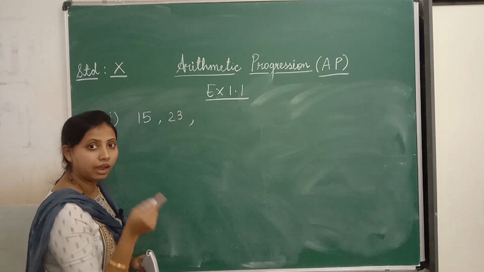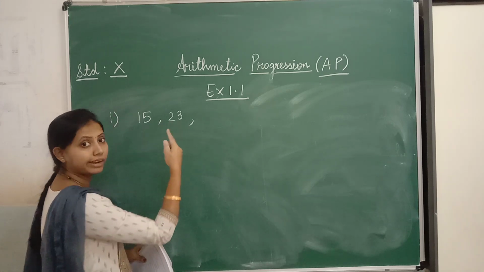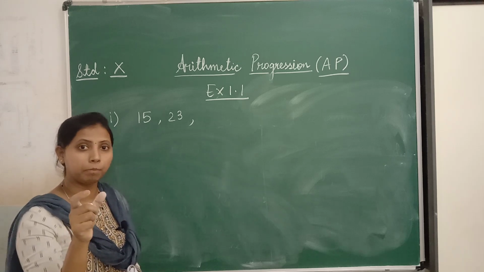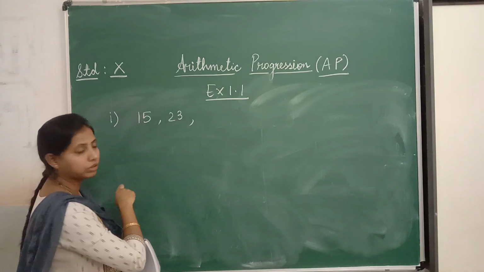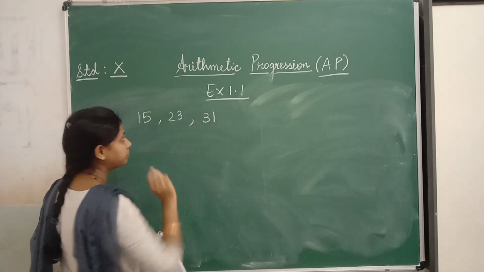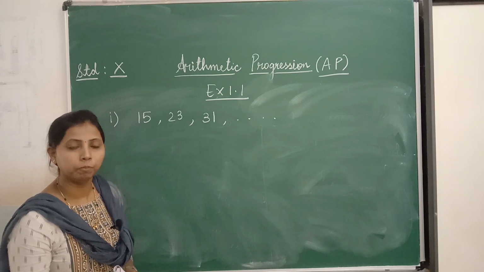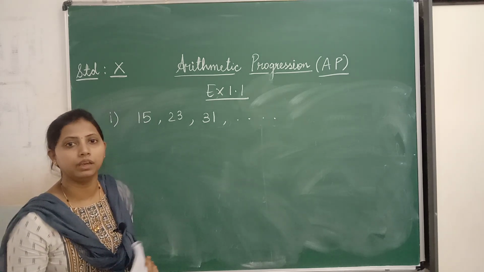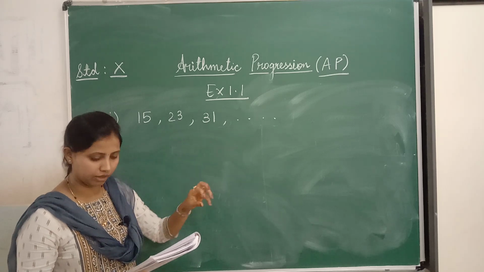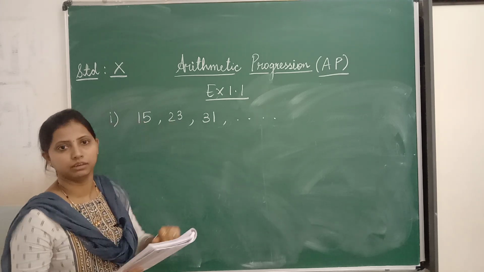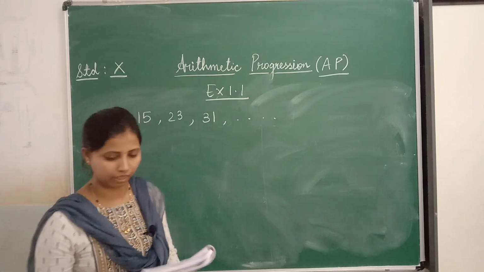For the next kilometer, again 23 plus 8. So you can see each term we are getting by adding a fixed number, that is 8. If I add 8 to this, I get 31 and so on. So does it form an AP? Yes, it does form an AP because each term we are getting by adding a fixed number to the preceding term. Yes children, so it forms an AP.